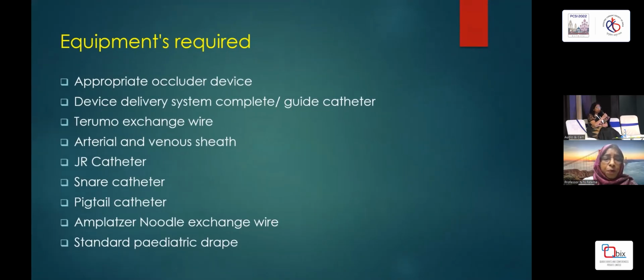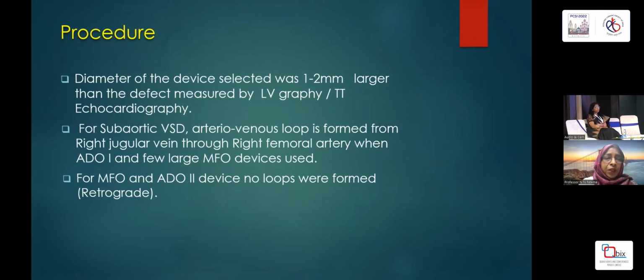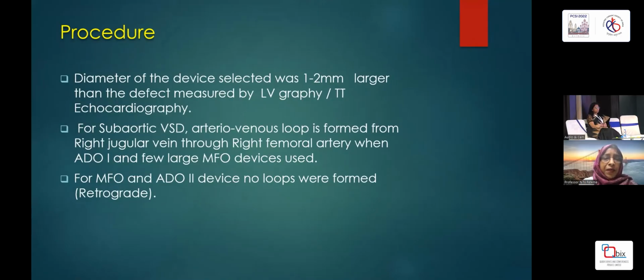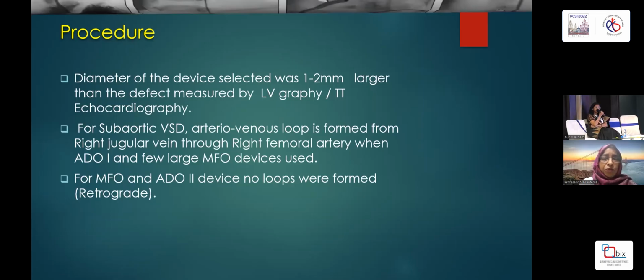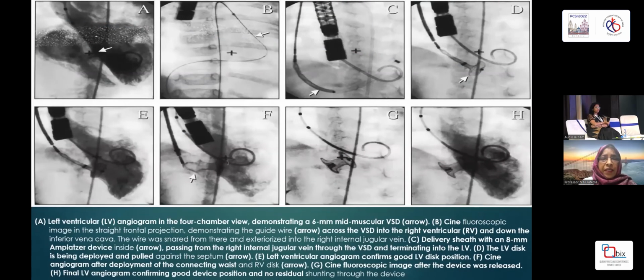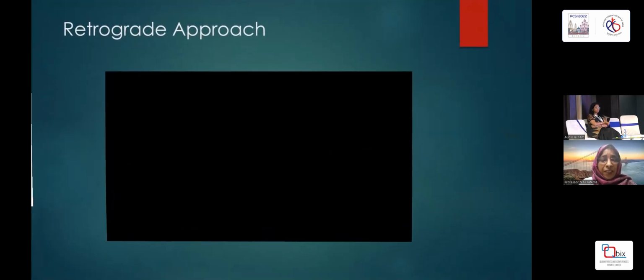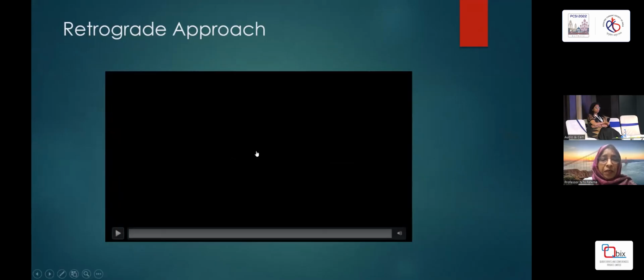And these are the equipment required, you all know. The diameter of the device, as I have mentioned, was only 1 and maximum 2 millimeter larger than the true diameter. For subaortic VSD, we formed an arteriovenous loop for a few cases only, from the jugular venous approach, but in most of the cases we performed it by the retrograde approach without forming any loop. For the students or those who are very new, I can show the retrograde approach quickly.